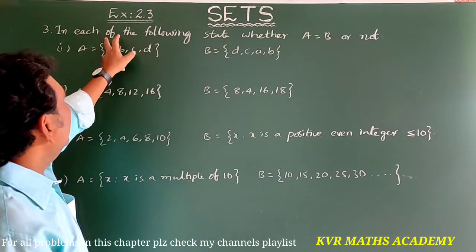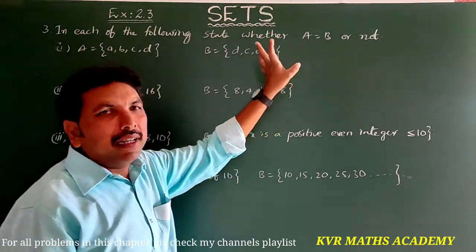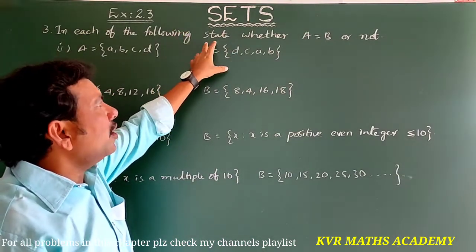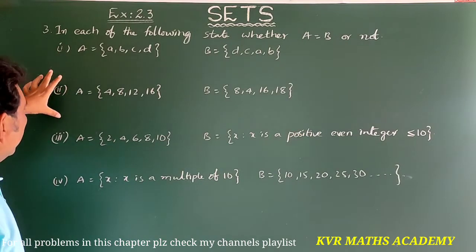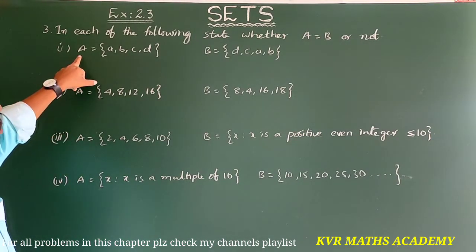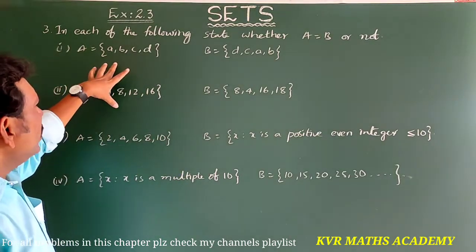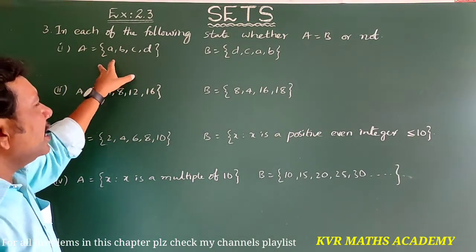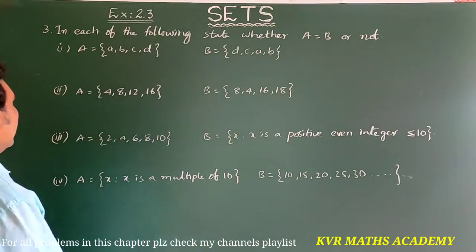Next, third question. In each of the following, state whether A is equal to B or not. Here, four conditions I have given. So here, in each condition, A and B sets have given. Right? So, in each condition, we should say that A is equal to B or not. Let us see.